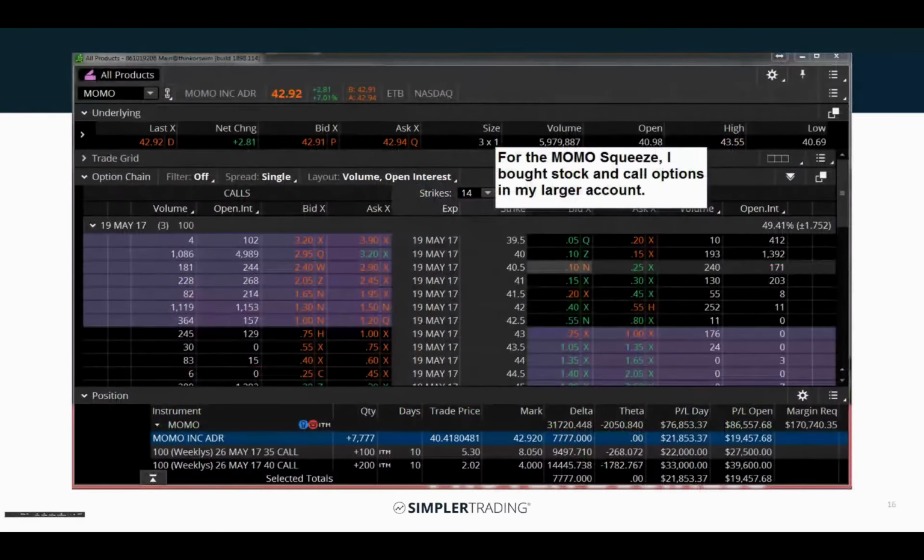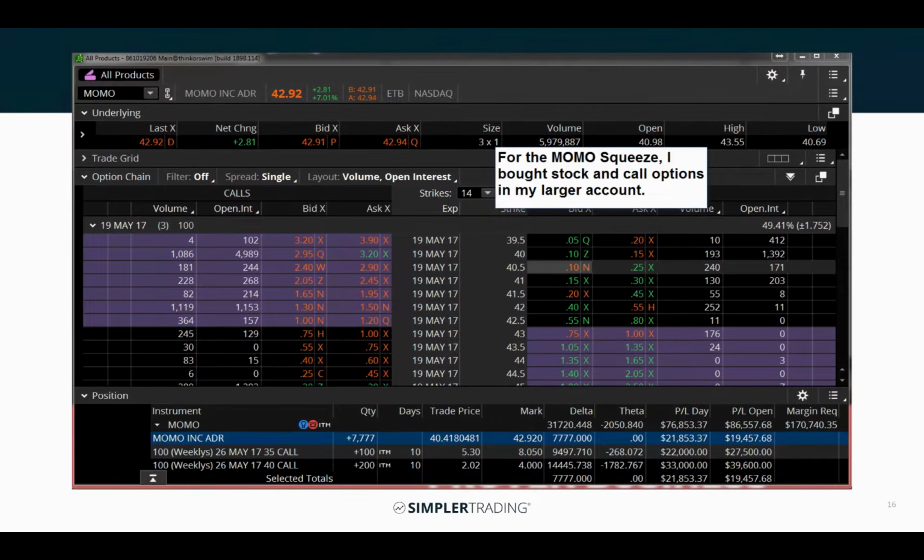So now this was Momo. Sometimes I'll trade stock. In this particular case, I did 7,777 shares of stock. You know, 7's kind of a lucky number. And the reason I did this particular trade is to show you the power of options. Believe it or not, this stock represents, give or take, 78 options, because one option equals 100 shares of stock. So that's obviously rounded up.